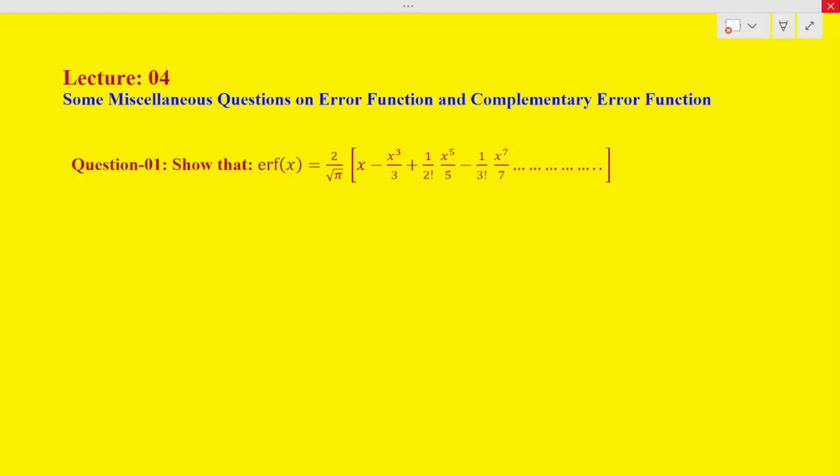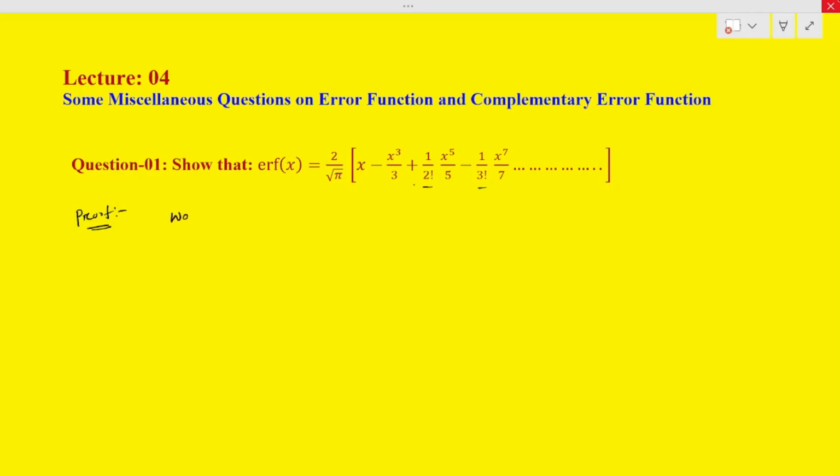In this lecture number 4, we are going to discuss some miscellaneous questions on error function and complementary error function. Here is question number 1. We have to prove that the error function can be represented as 2 by root pi times x minus x cube by 3 plus 1 by 2 factorial x to the power 5 by 5 minus 1 by 3 factorial x to the power 7 by 7 and so on. Okay, so here the proof starts.